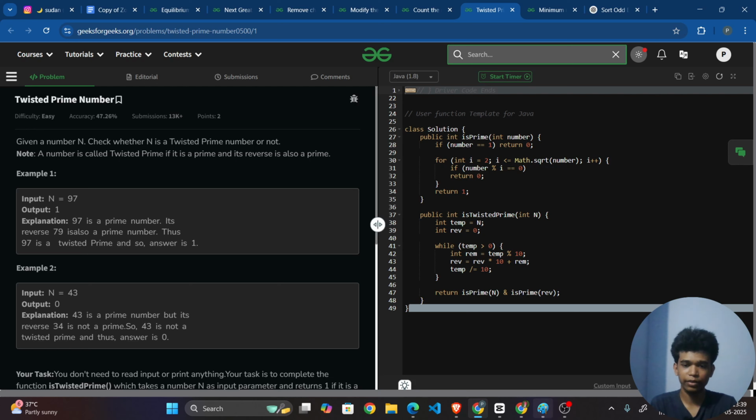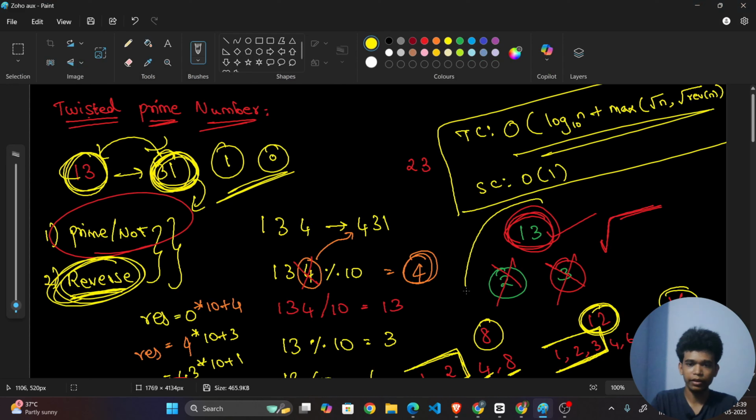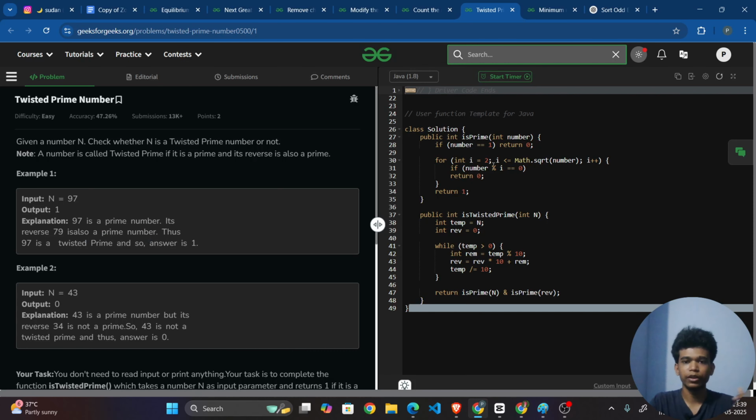Similarly, I have done here for 13, right? For 13 I just went with 2 and 3, because the square root of 13 is 3 point something, so I will go up to 3. So from 2 to 3, fine. That's what I am putting here. Now if number mod i is equal to 0, then I will return 0, which means it is not a prime number. If not, I will return 1. Fine. Now coming to the main function.